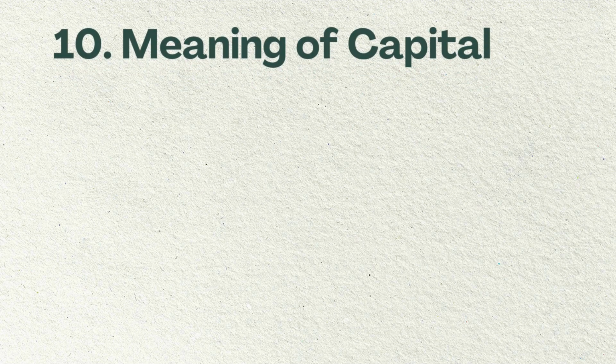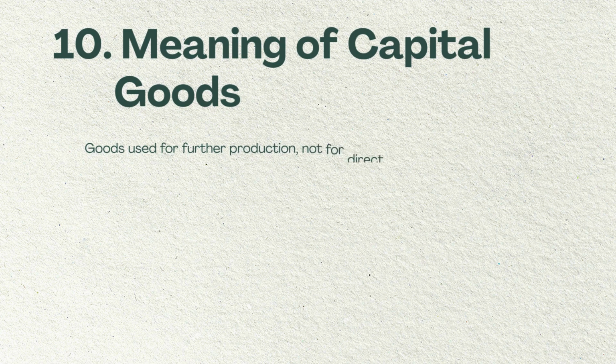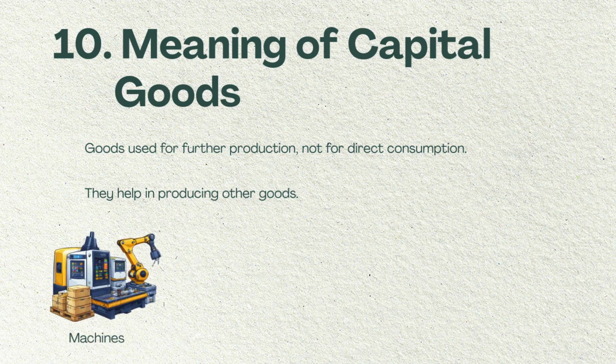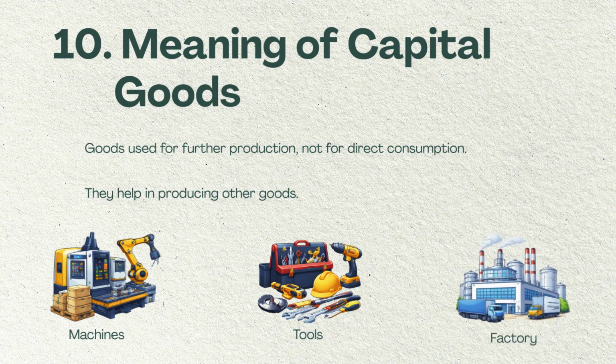10th, meaning of capital goods. It refers to goods used for further production, not for direct consumption. They help in producing other goods. For example, machines, tools, factory.